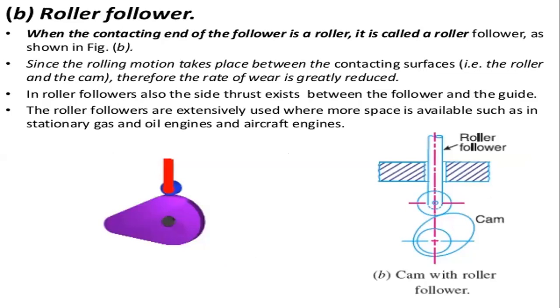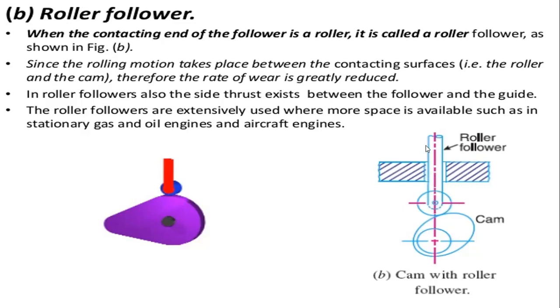The next one is the roller follower. In this type of roller follower, the contacting end of the follower is a roller, and it is called a roller follower. You can see it in the picture. This is the roller and this is the follower.